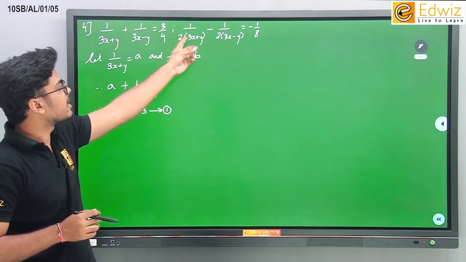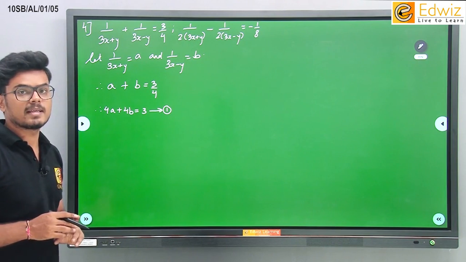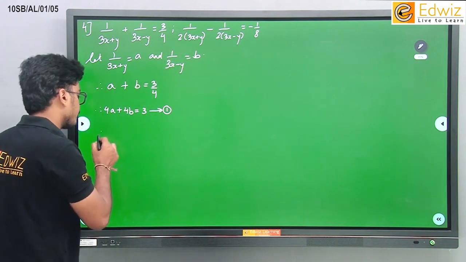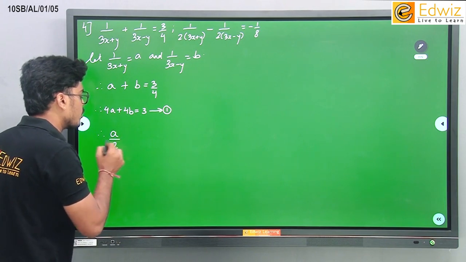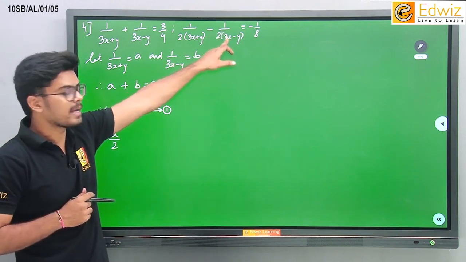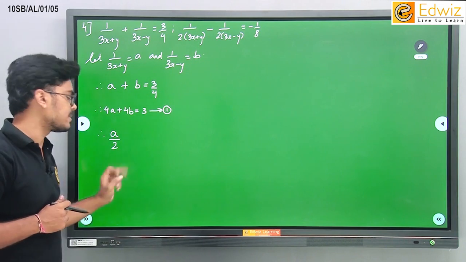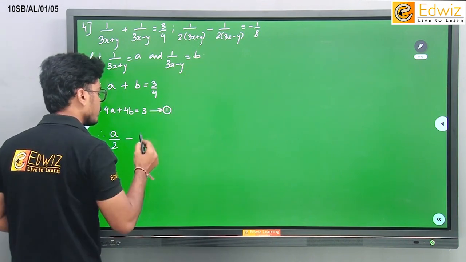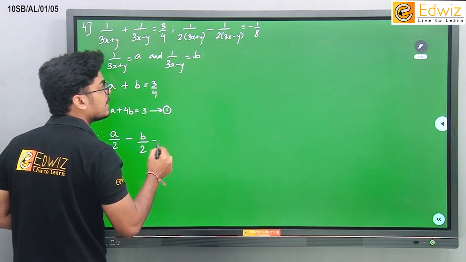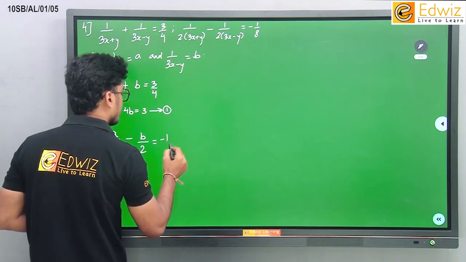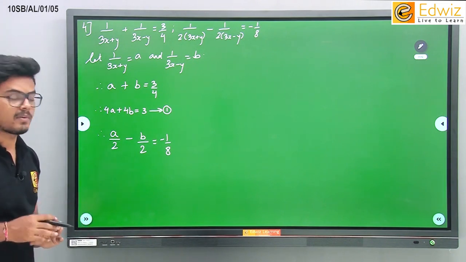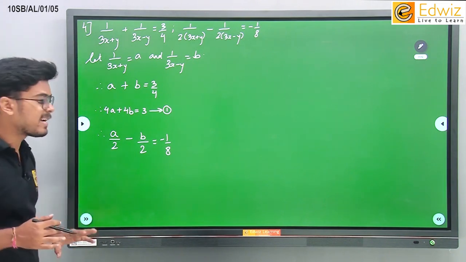Next we have 1 upon 2 into 3x plus y. So this 1 upon 3x plus y I can write as a, so a upon 2. Okay, this whole thing is a, and the 2 in the division stays as it is, a upon 2 minus this is b upon 2 equal to minus 1 upon 8. Correct? This is the second equation that we have, but this can also be simplified a little bit.